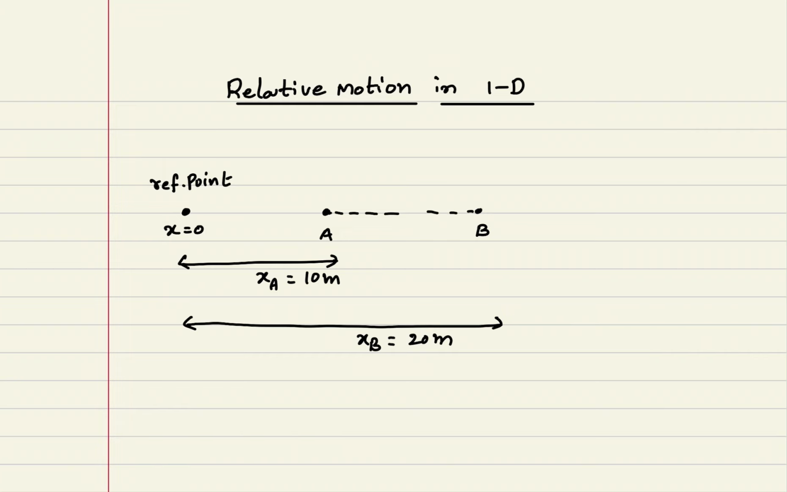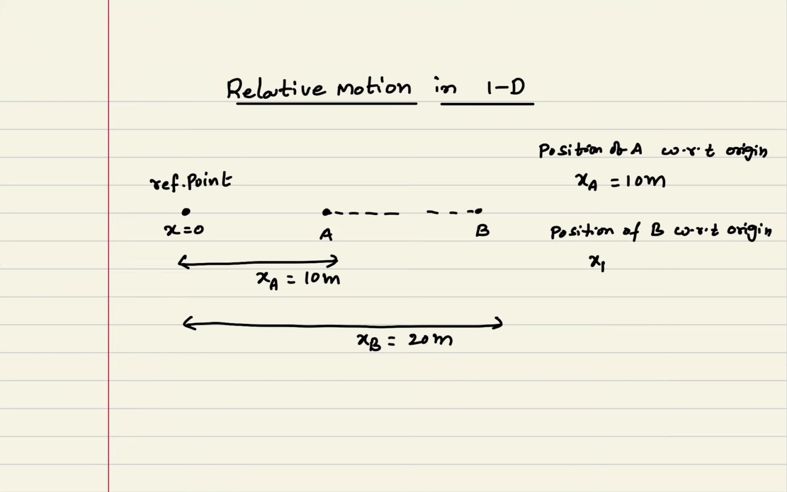Now you can see what is the meaning of the position of A: the position of A with respect to the origin. We can write xa is equal to 10 meters. Similarly, the position of B with respect to the origin, we can write xb is equal to 20 meters. If I want to calculate the position of A with respect to B, with respect to B is 20 meters, A is at 10 meters.